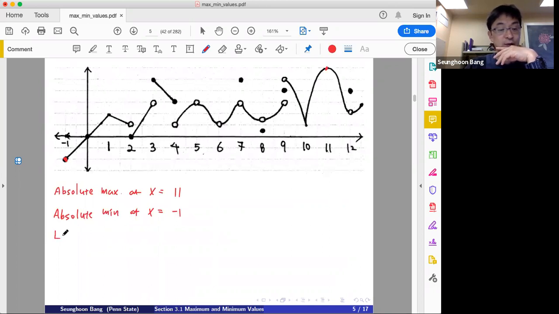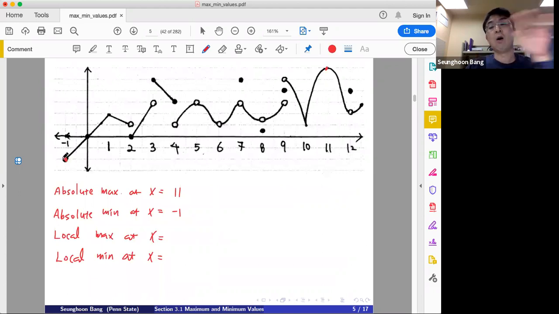The next, you can find local maximum, local minimum. This one. So let me see. Don't think about the endpoint. If you want to find local maximum or local minimum, always exclude the endpoint. You can just start from 0. Call it like this: not highest, not lowest, nothing.